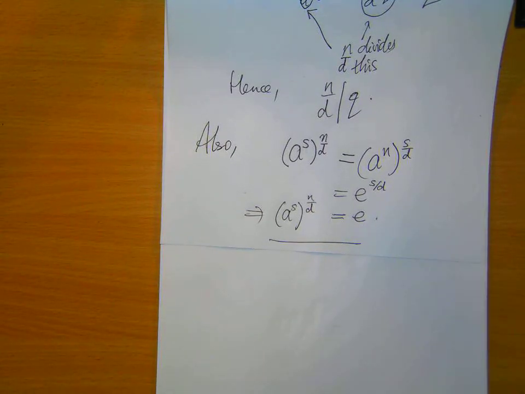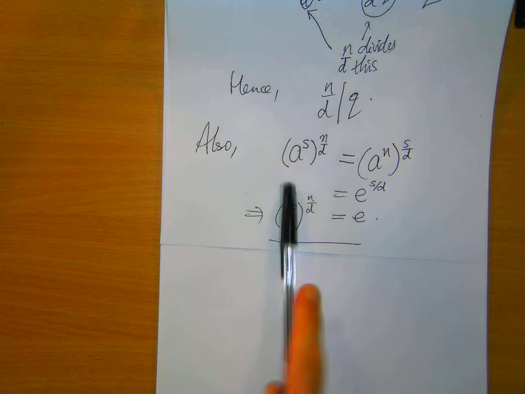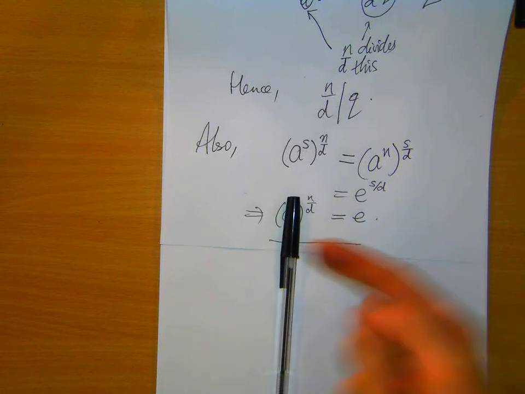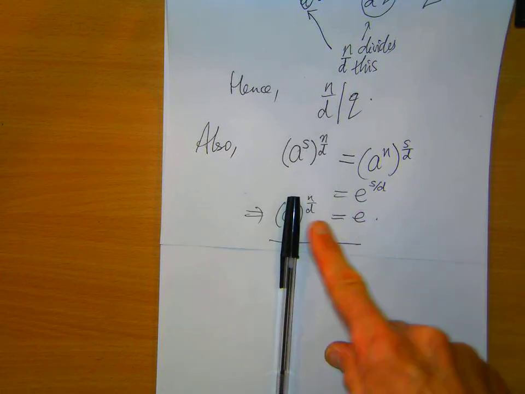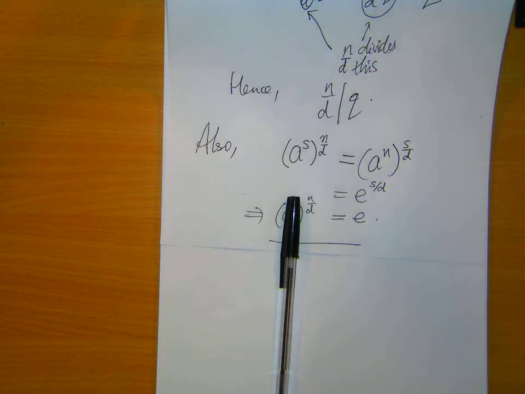But now we use part 4 again of the original result. Notice how we're using part 4. We've used it once already in the proof. So the order of a to the s, just think of it as b or something, is q, and we've got some power of it being the identity, so the power must be a multiple of q. So n over d must be a multiple of q. But we've already got q a multiple of n over d, and since they're both positive, they must be equal.